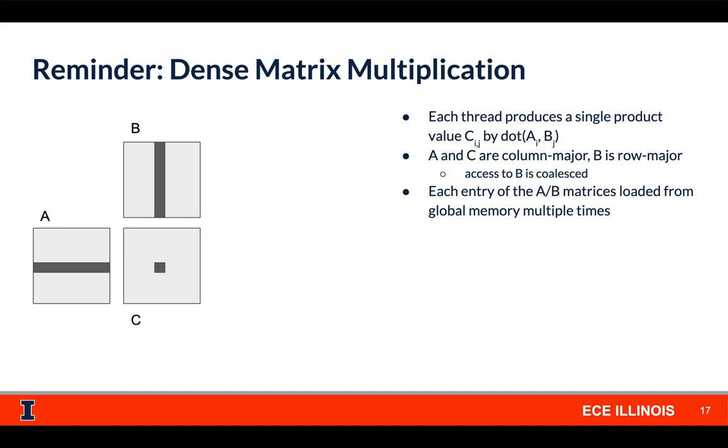Okay, so as a reminder, we're going to use dense matrix multiplication as an example. In this example, we're trying to multiply matrices A and B to produce C. On the left, I've highlighted the row and the column that correspond to a particular output of C. So we dot row I with column J to produce value I, J in C.